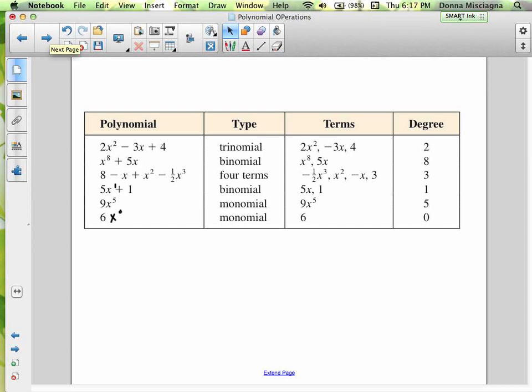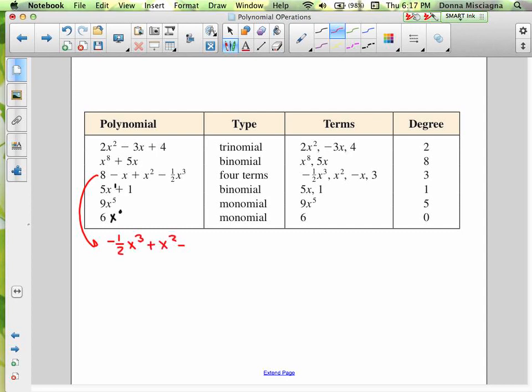Right above that, we have 8 minus x plus x squared minus 1/2 x cubed. If that were in standard notation, we would have the cubed term first. So it would be negative 1/2 x cubed plus x squared minus x plus 8. Because the largest exponent is a 3, this is degree 3, and there are 4 terms there. So we have monomial, 1 term; binomial, 2 terms; trinomial, 3 terms; and we don't really have a word for 4 terms. Quadronial? We can invent a new word.